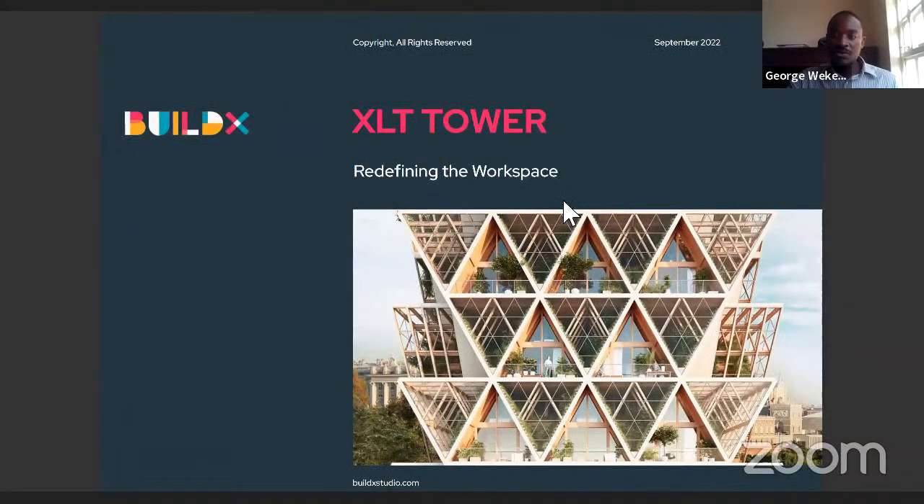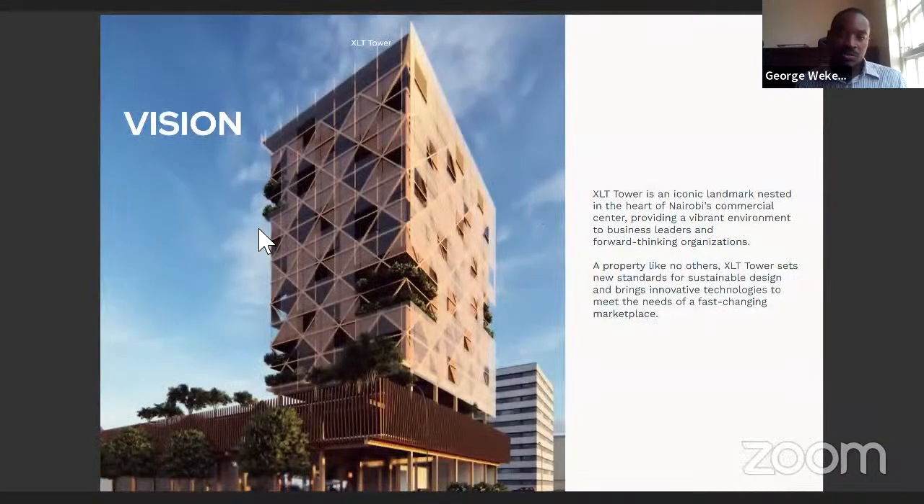So I'll just briefly talk about one of our projects that is in the pipeline, which is called XLT Tower. This is a project that we are hoping would ramp up a lot of support, a lot of interest in this kind of building system. So what you're seeing on the screen is just a vision of the project that we have. We're still in the very early stages of doing the design work, where we've brought a team on board to do the technical knowledge transfer from different European companies to our staff here at BuildX. And we imagine this building being one that would be iconic and nested in the heart of Nairobi's commercial center. It will be publicly accessible and setting new standards for sustainable design.